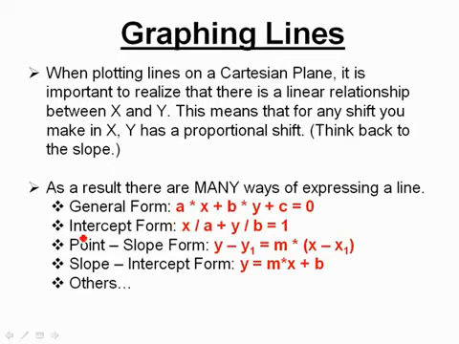The intercept form, as expressed here, is really nice because it clearly tells you the point in x and the point in y where you're hitting the axes. So, x divided by a plus y divided by b equals 1. Let's say a was 3. That means if a equals 3, your x-intercept is at 3. So you're hitting the axes at 3, 0.